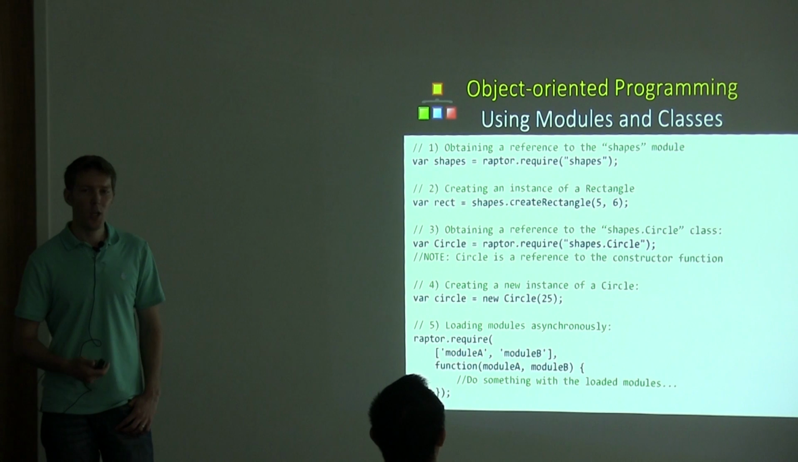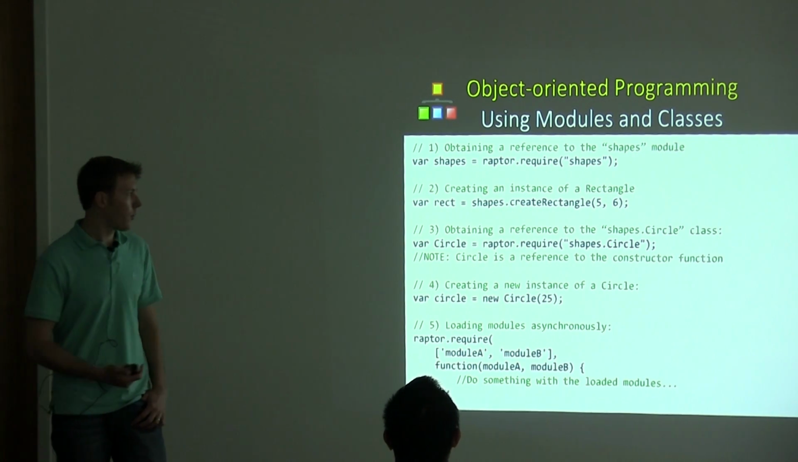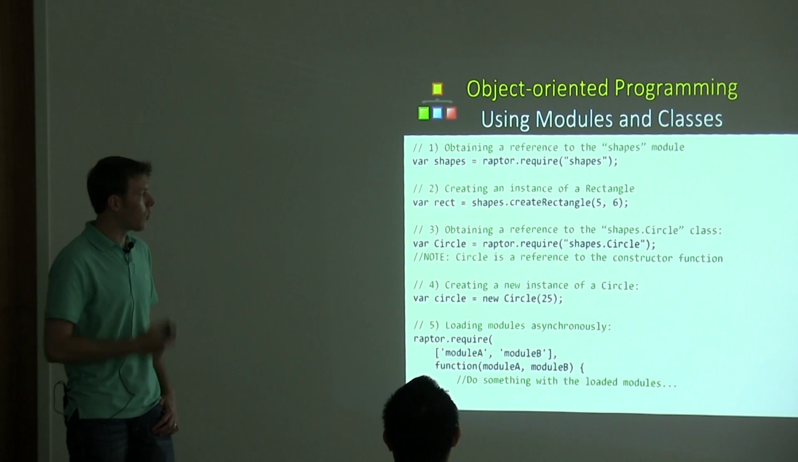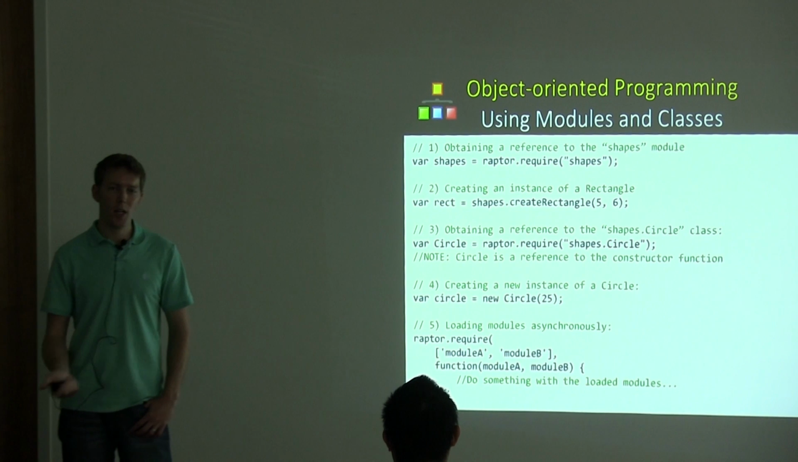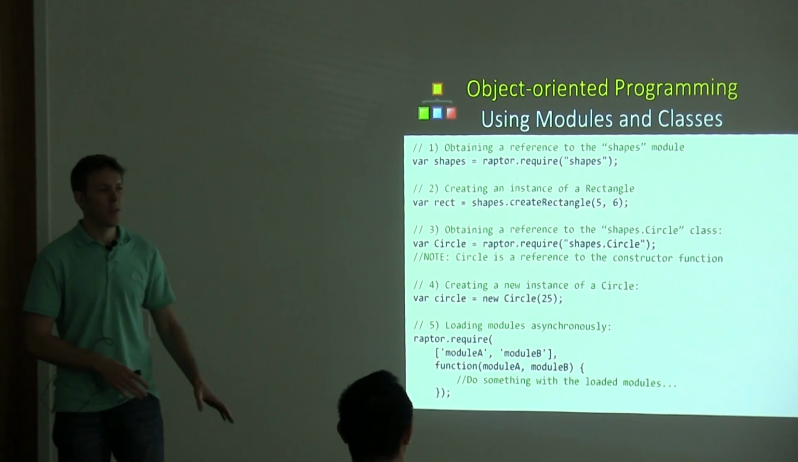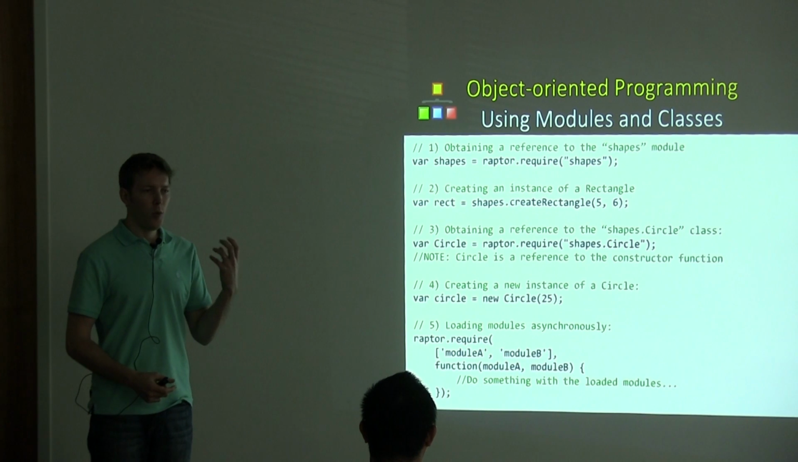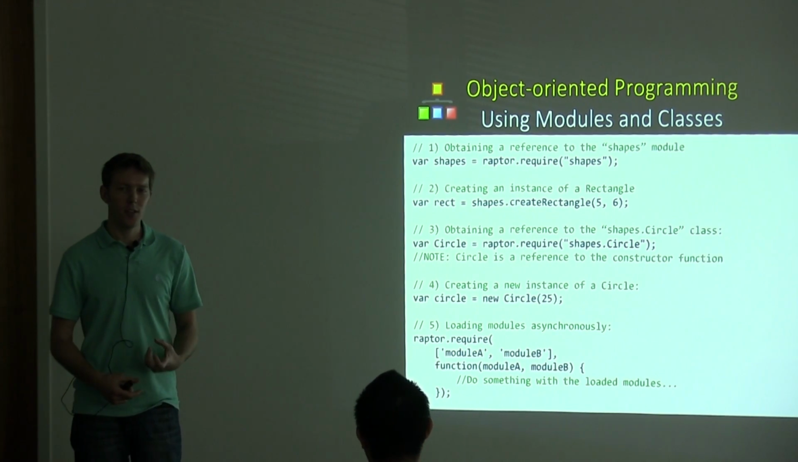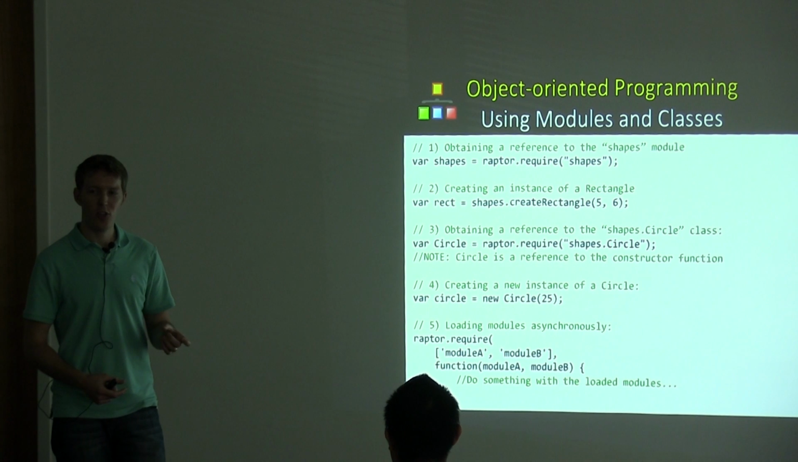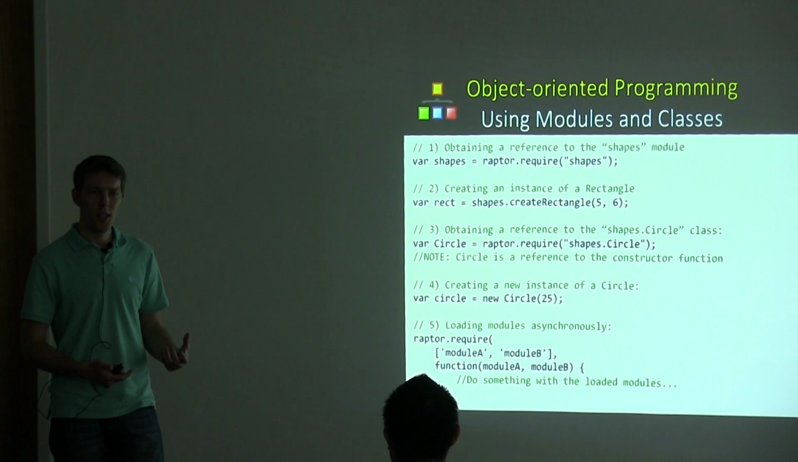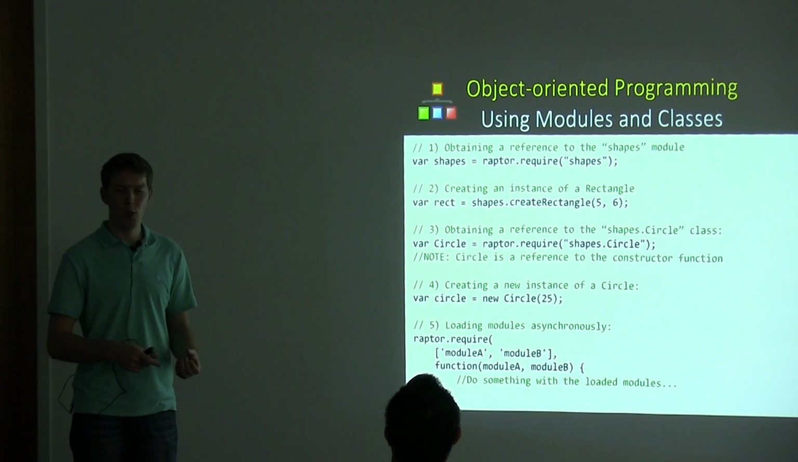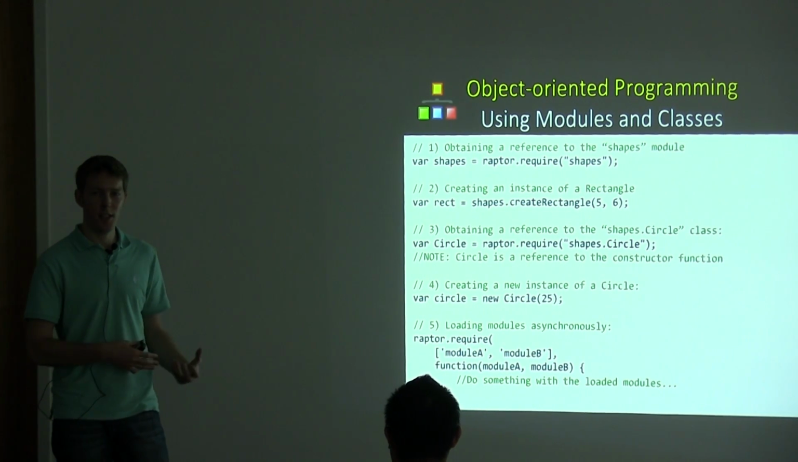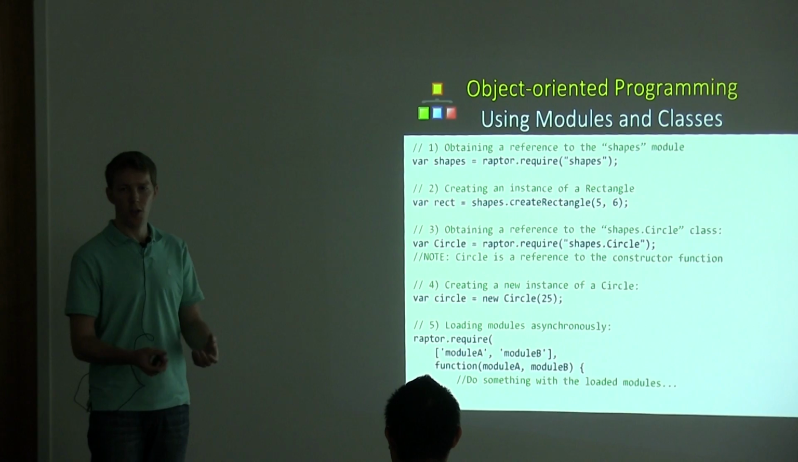So here's some code on how you actually use modules and classes. The first part is obtaining a reference to the shapes module. For that, you just say raptor.require shapes, and you get back a reference to the shapes module. The thing I want to emphasize here is what the require method actually does: it does a lookup to see if that shapes module has been loaded. If it's not, it looks to see if that shapes module has been registered. And if it's been registered, it'll use the factory function that the shapes module was registered with and execute it to actually get back the shapes module. And then that's what is returned from this function.